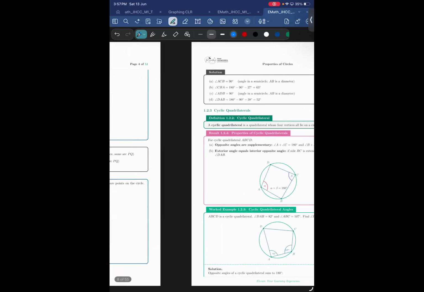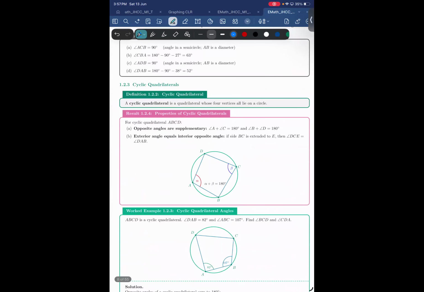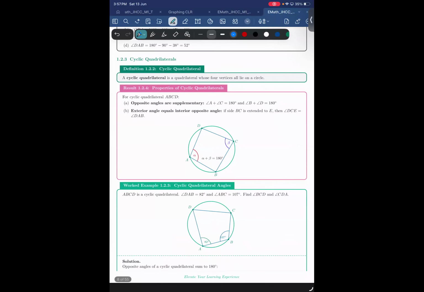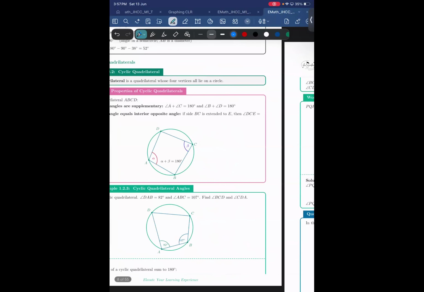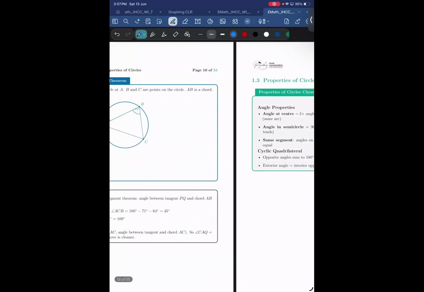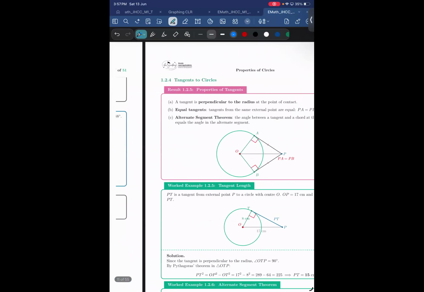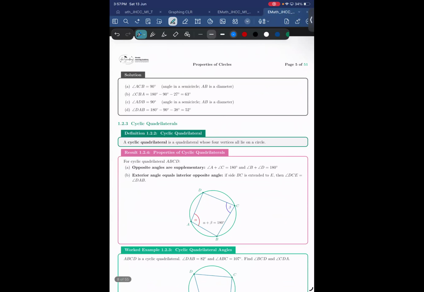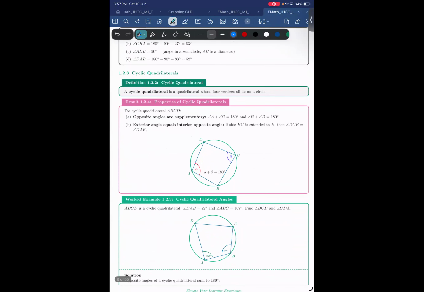I think we take a 5 minute break, then we can move to cyclic quadrilaterals after this. We can continue at 4.